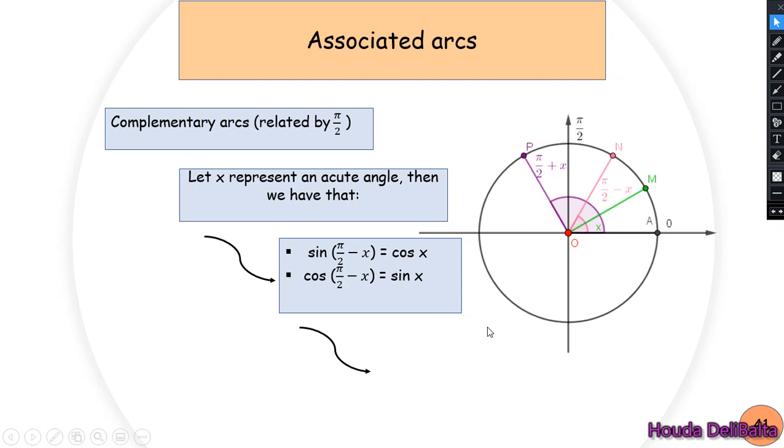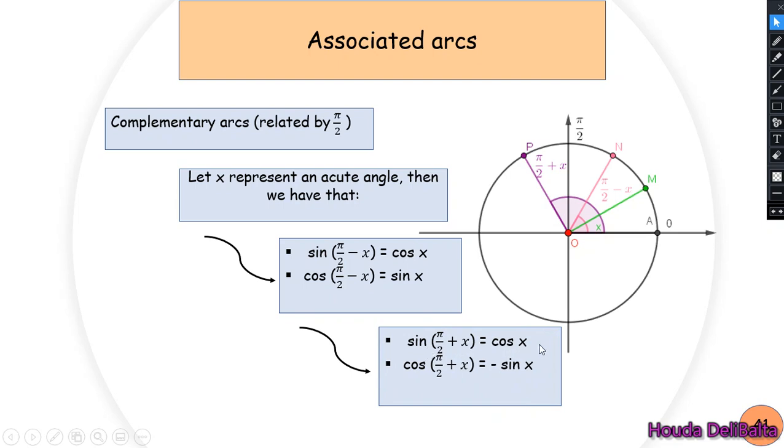Also, sine of pi over 2 plus x is equal to cosine x, and cosine of pi over 2 plus x is equal to minus sine x, because pi over 2 plus x, as you see here, is in quadrant 2, and in quadrant 2 the sine has a positive sign, but it's going to be cosine, because again and again when arcs are related by pi over 2, which is 90, then we have to exchange sine and cosine. So sine goes to cosine, and it takes the sign of sine.